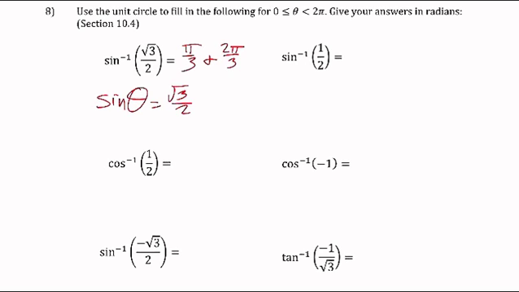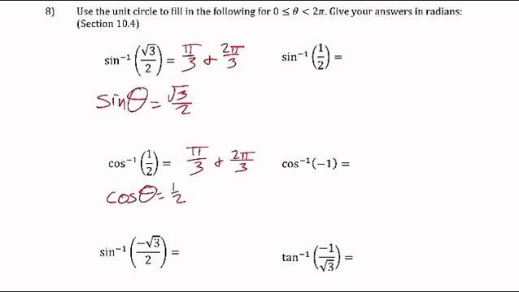The second one, cosine inverse of 1/2. So where is the inverse cosine of 1/2? It's really asking where is cosine equal to 1/2. And, hey, what do you know? Same answer as the previous one, pi over 3 and 2 pi over 3. Oops, sorry.